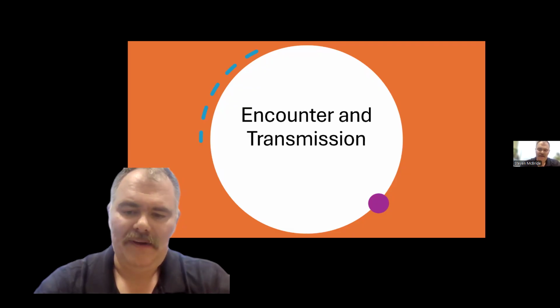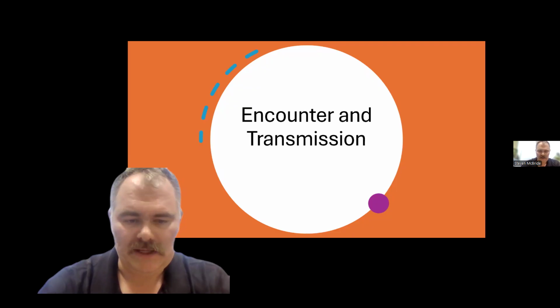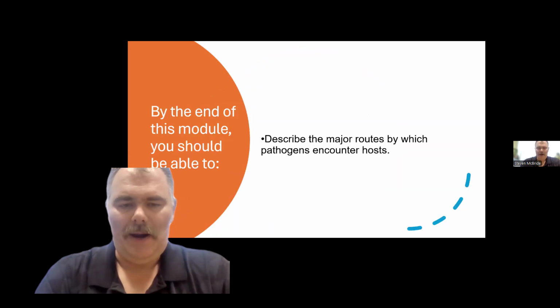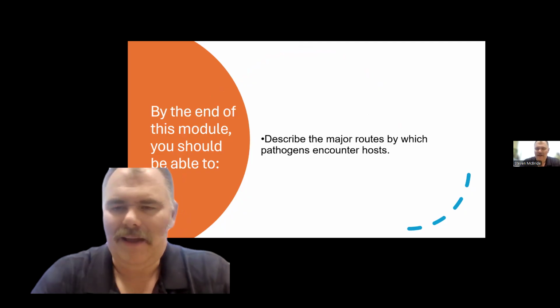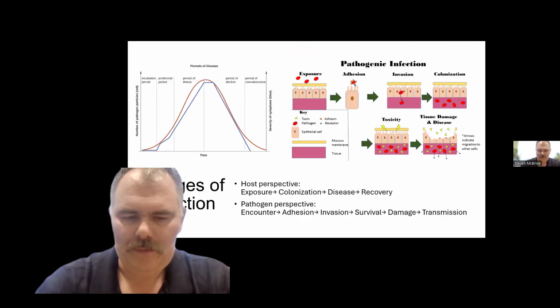Before a pathogen can invade, produce toxins, or evade the immune system, it first has to find a way to reach the host. By the end of this module, you should be able to describe the major routes by which pathogens encounter hosts. We're just going to give you like 3 examples, but there are more in the book that you can check out as well.